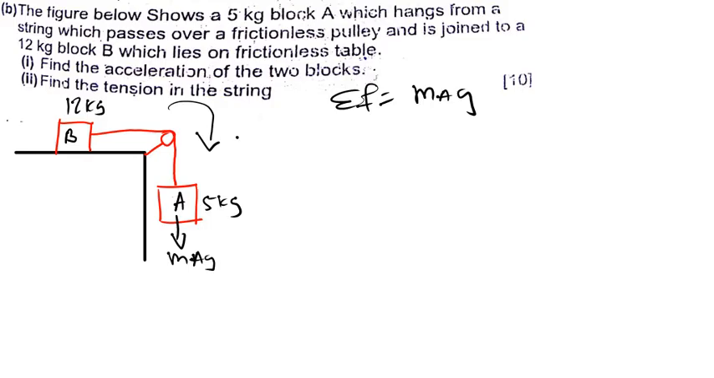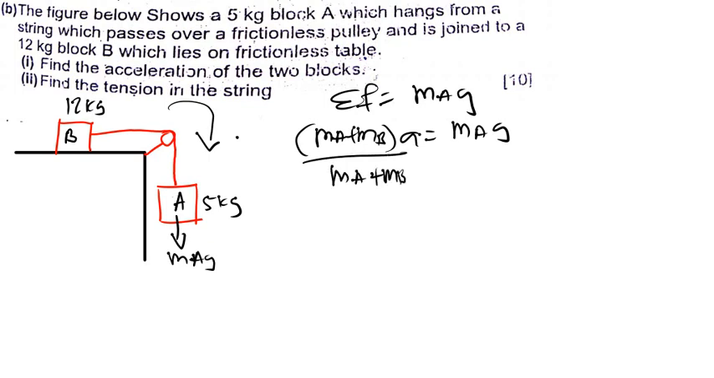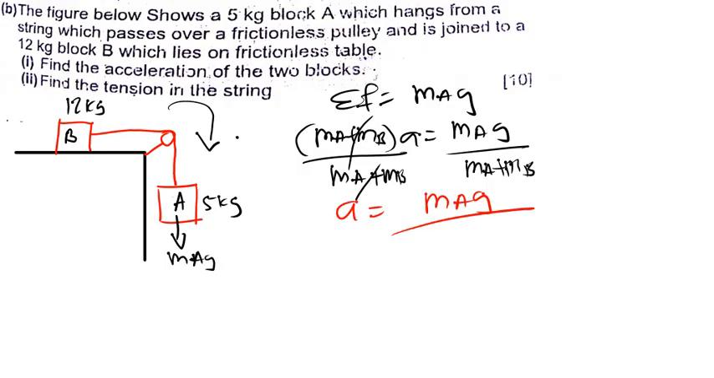According to Newton's second law, you replace this by mass times acceleration. But in this case, it is not only pushing itself, it is also pushing the 12 kg block. So we'll say mA plus mB times acceleration is equal to mA times g. Then we can divide both sides by mA plus mB, and these will cancel out. Therefore, a will be equal to mA times g over mA plus mB.